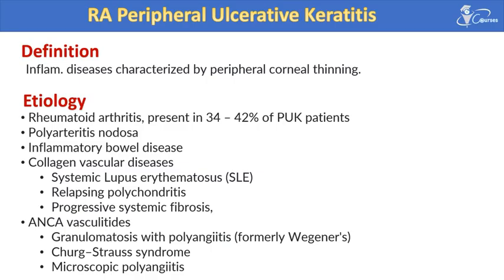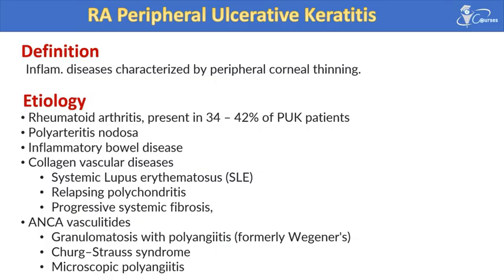These inflammatory diseases are systemic conditions. They can affect multiple body organs, and one of them is the cornea. So they have antibodies, and these antibodies will attack the cornea, causing corneal inflammation.